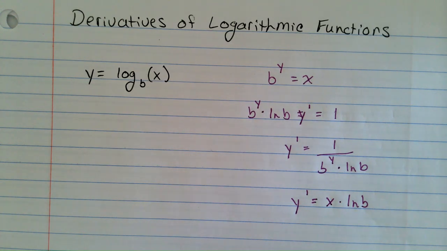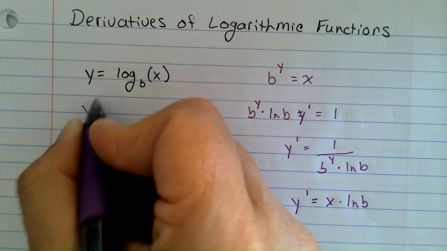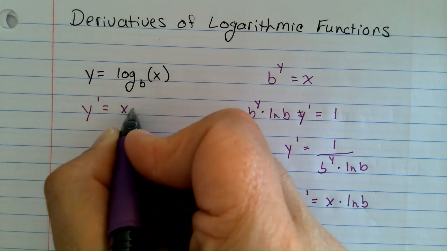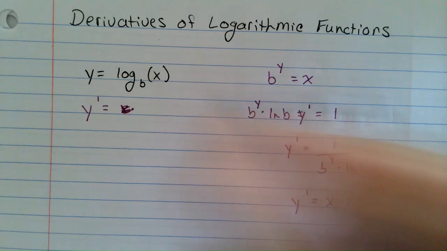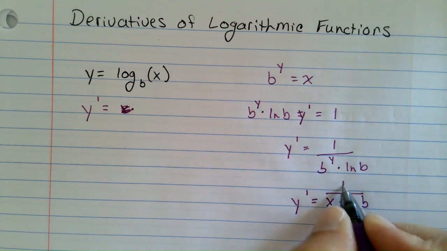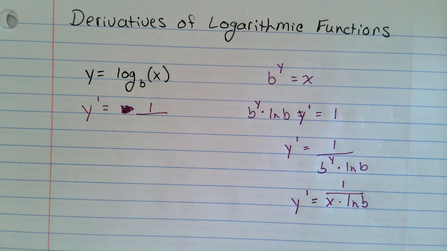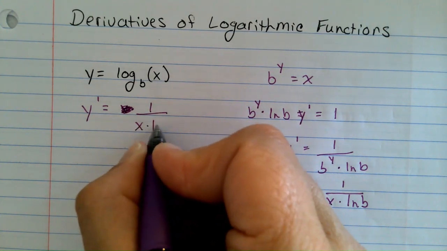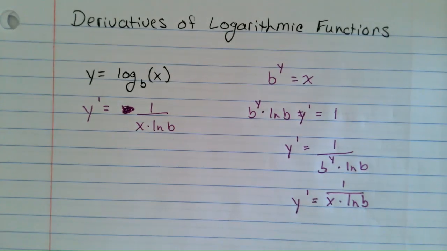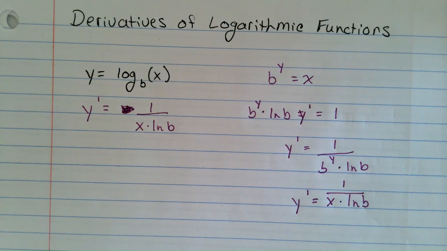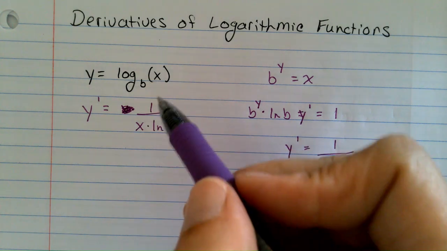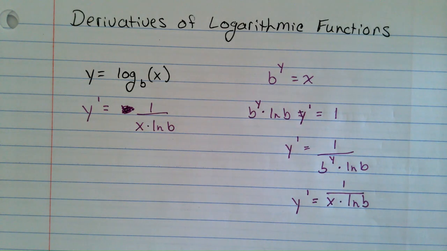So let's go back here and look at this. y prime equals 1 over x times the natural log of b. I forgot my 1 over there too, didn't I? I need some more morning coffee. And obviously the base has to be greater than 0. We have a rule now. Can you see where it goes from the beginning? Do we have to do this all every time, or can we use the rule? Absolutely, if you know the rule, do the rule.